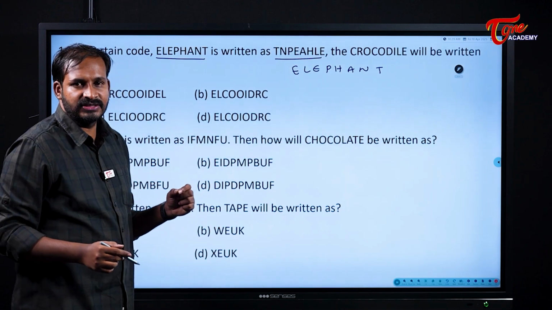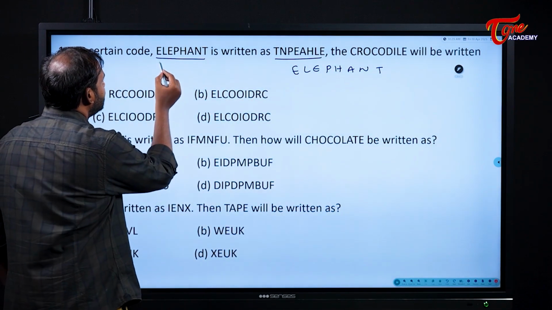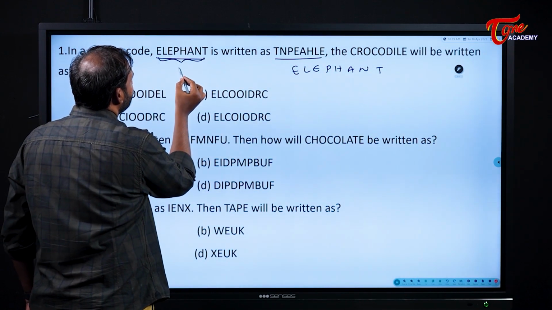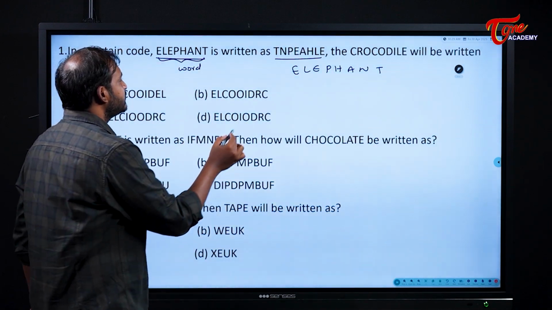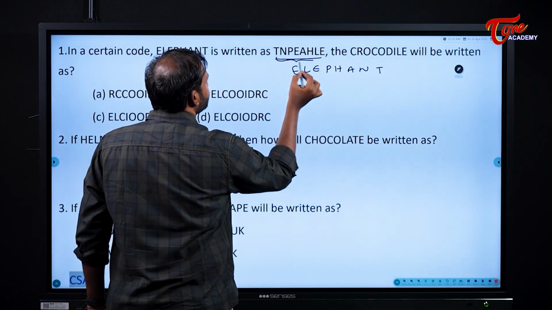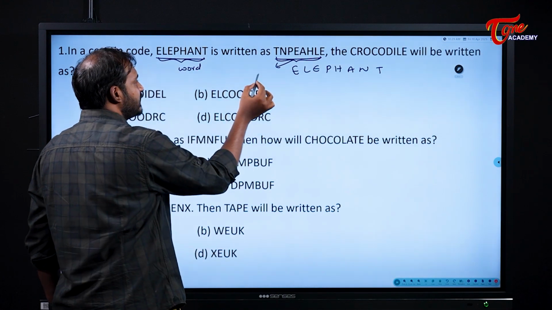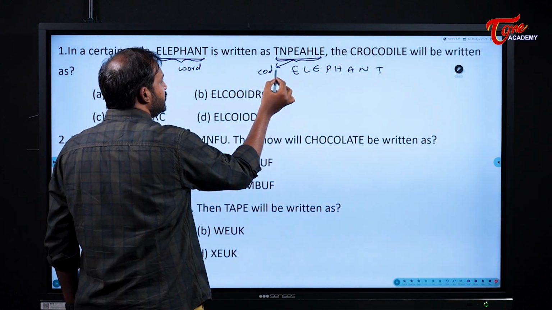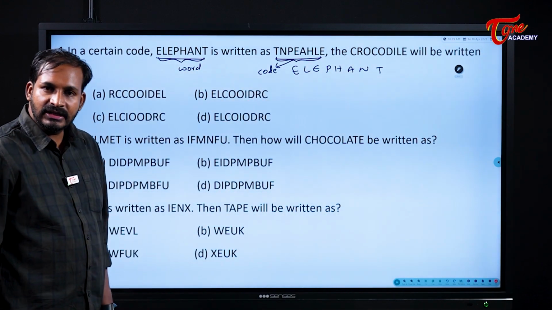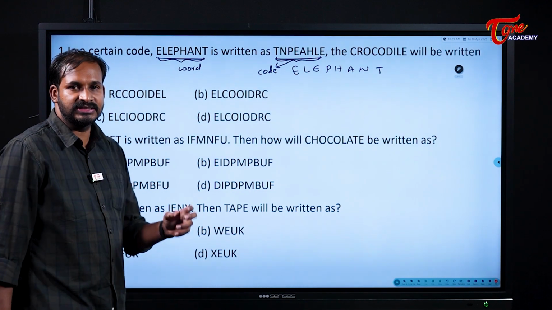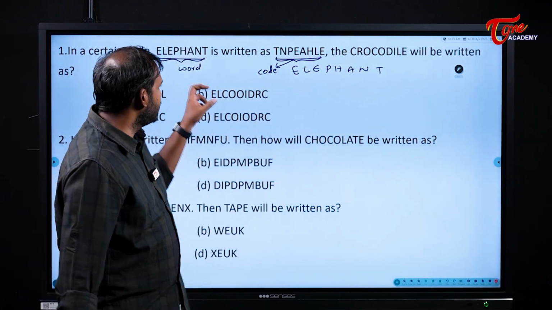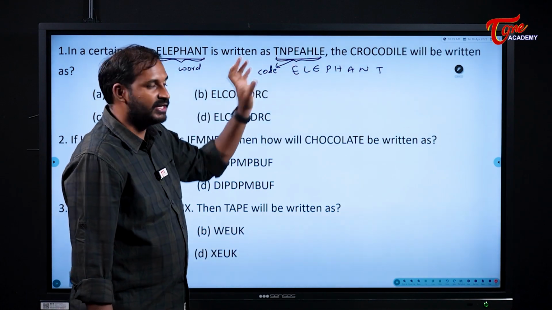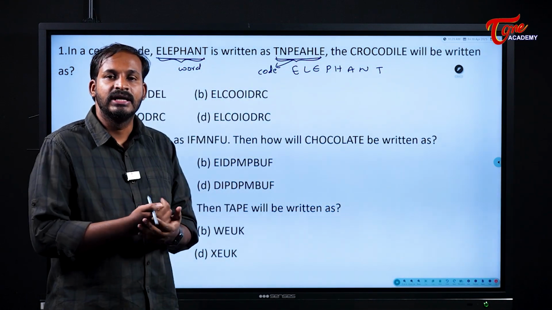Now please observe here, students, one thing: whatever letters are present in my word, the same letters are seen here, right? Are there any new letters? The same letters. This is the code for this word. So whenever you see these types of questions, they are nothing but shuffling type questions. The letters in ELEPHANT are just shuffled. How they have shuffled, we will see.